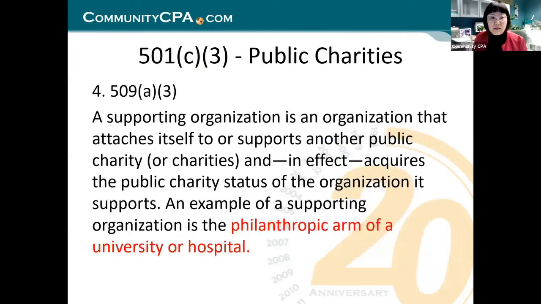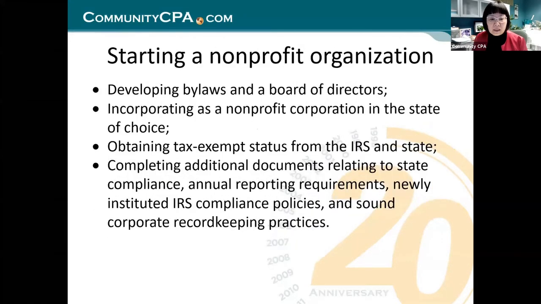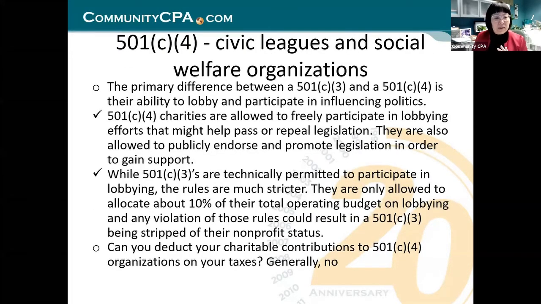And so let's go back to the types of nonprofit. What I want to point out to you is that under 501c3, the nonprofit should not get involved with political lobbying, right? But 501c4, these are free. They're freely participating in lobbying efforts. So that is probably the main difference between C4 and C3.